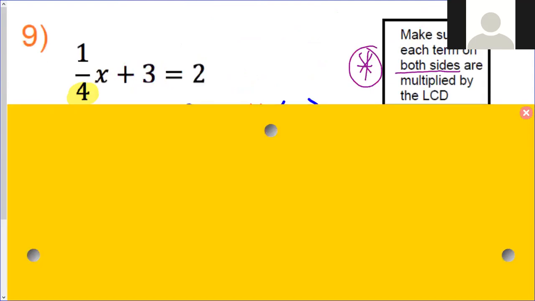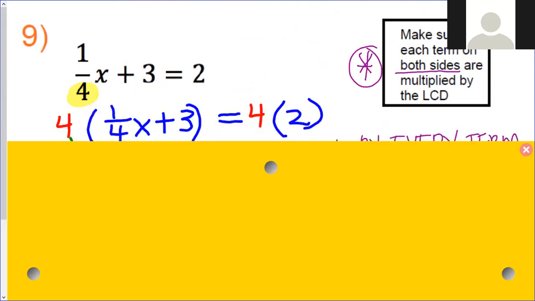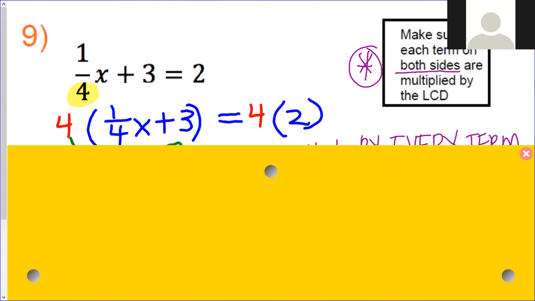Now, can we use cross multiplication for this one? No. Why can we not? What is the rule, Jessica? Yes, we have to have one fraction on the left-hand side, one fraction on the right-hand side. That means to get rid of the fraction, I'm going to multiply both sides by the lowest common denominator, which is 4, to eliminate that fraction.